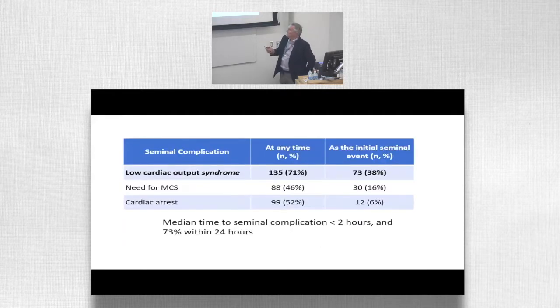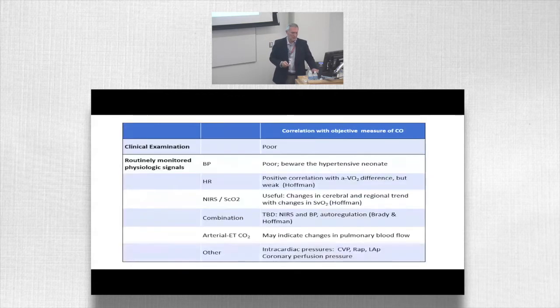So they found, not surprisingly, that by consensus, 71% of those children had low cardiac output at some time. And in 38%, it was the seminal event that occurred. So low output state should be anticipated. You should be prepared for it, and ahead of it in terms of the management. The problem is, as I've said, how to define it.